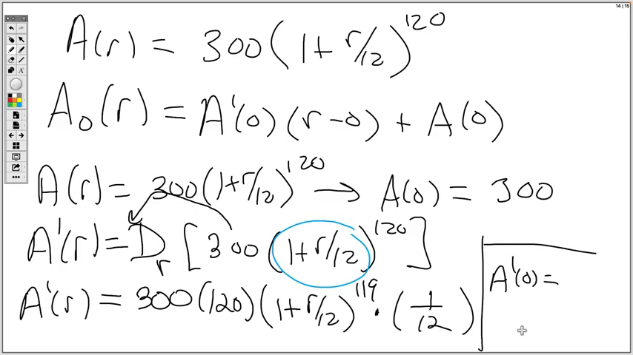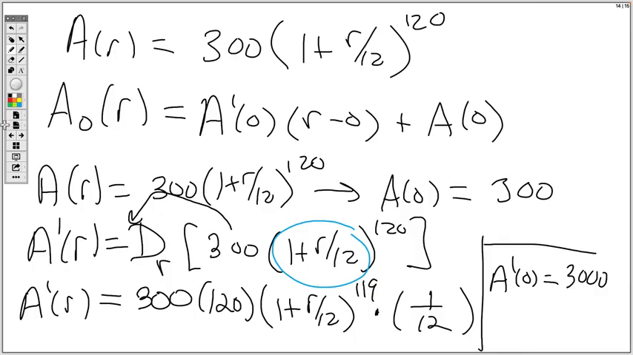What's A prime of 0? So once again, when you plug in r equals 0, you just get 1 to the 119, which is 1. I've got 120 over 12, which is 10, times 300 is 3,000. Any questions on A prime? Or then what A prime of 0 is? We all good with that? Remember, think of r over 12 as 1/12 r. Just factor the 12th out and you got your derivative there.